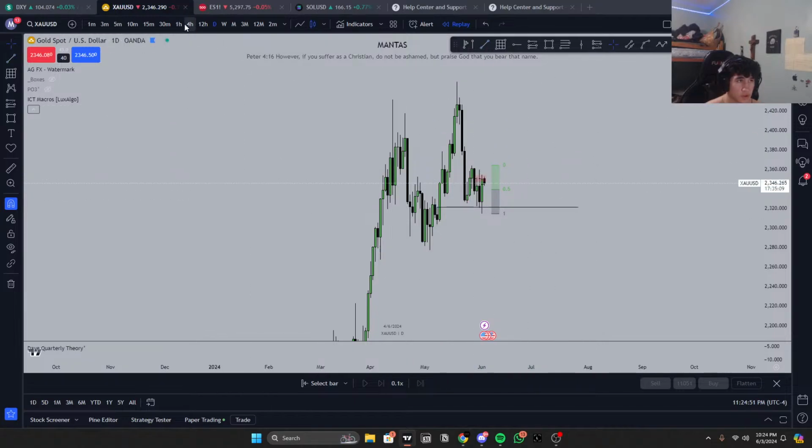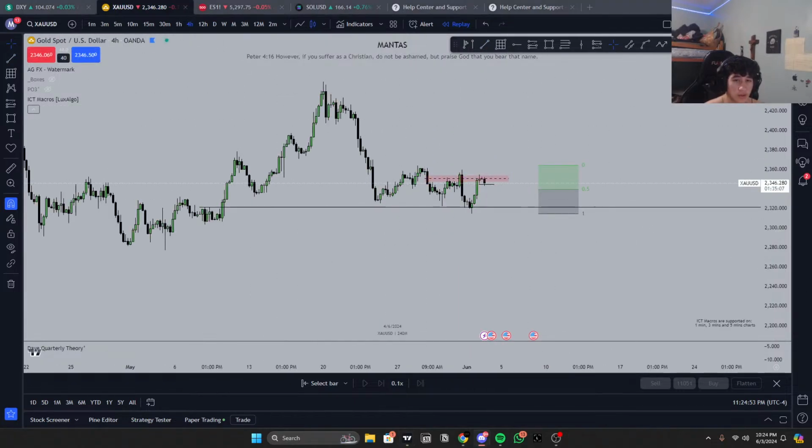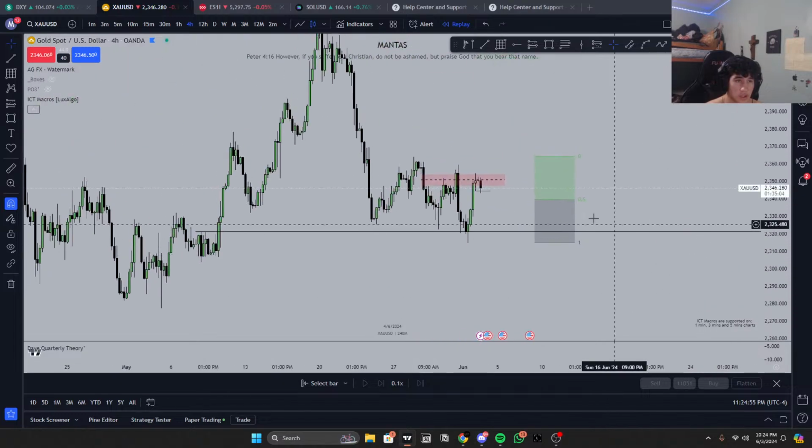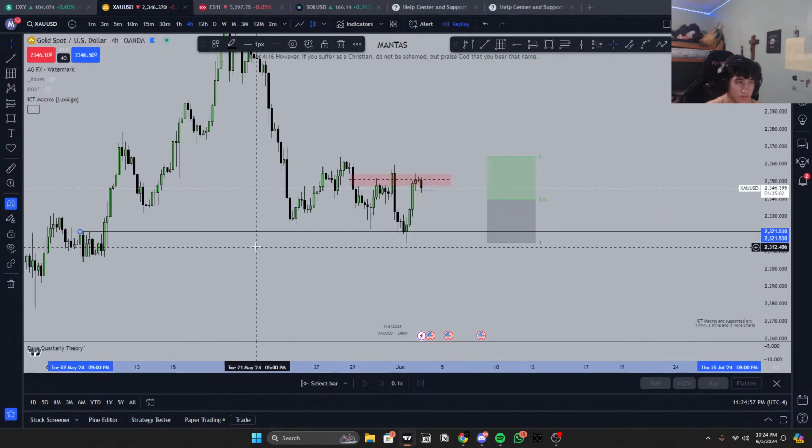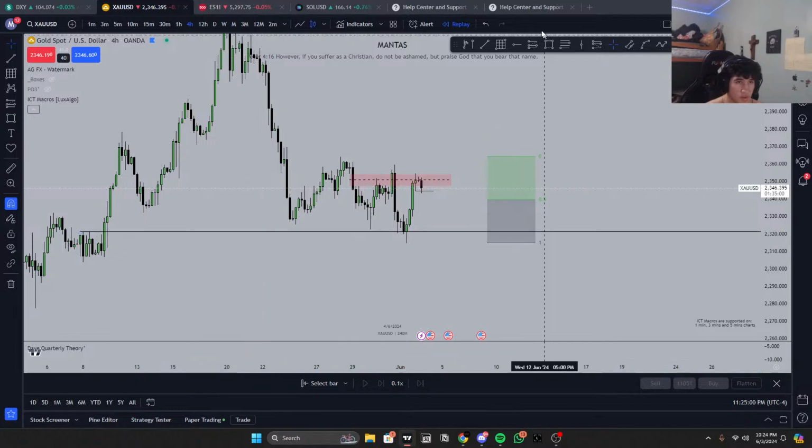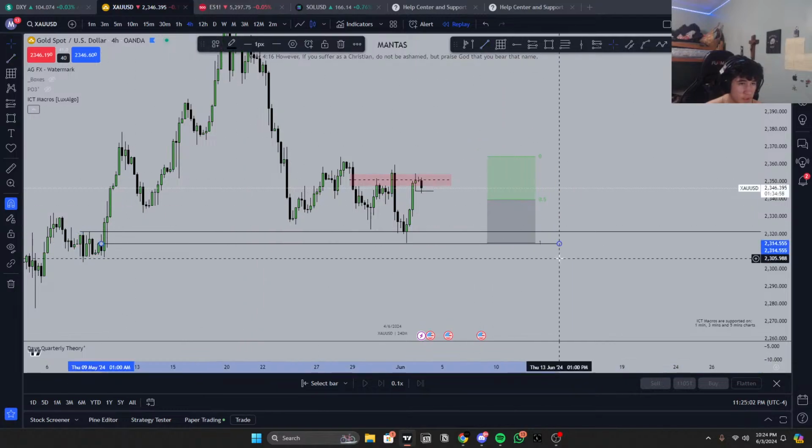You could be looking for longs just because we're respecting these PD arrays. We had accumulation for most of the part today. We ran through these lows. We tapped into this order block. Did we have a fair value gap? I don't think we tapped into this as perfectly.